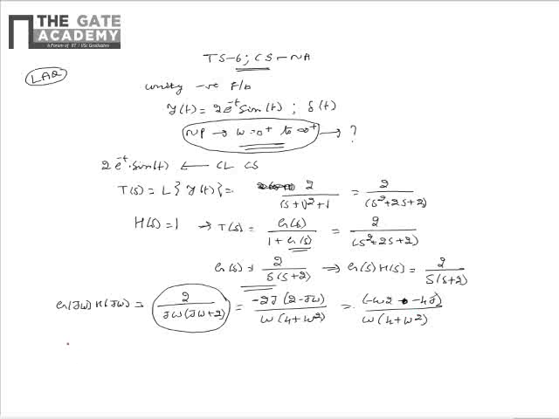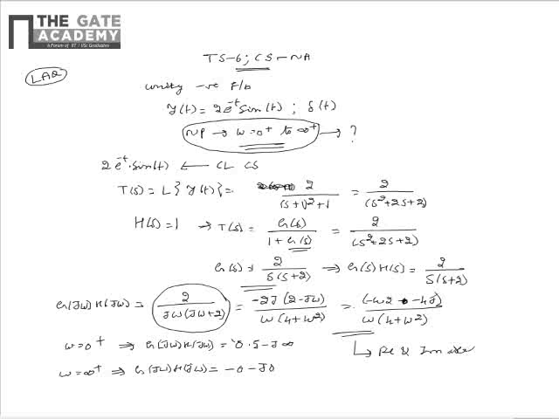In g of j omega multiplied by h of j omega, upon substituting omega equal to 0 plus, we see that g of j omega h of j omega is equal to minus 0.5 minus j infinity. Upon substituting omega equal to infinity plus, we see that g of j omega h of j omega is equal to minus 0 minus j 0. Also we see that from the given data, the Nyquist plot g of j omega h of j omega in the range of omega equal to 0 plus to infinity plus intersects with both real and imaginary axis as omega tends to infinity.